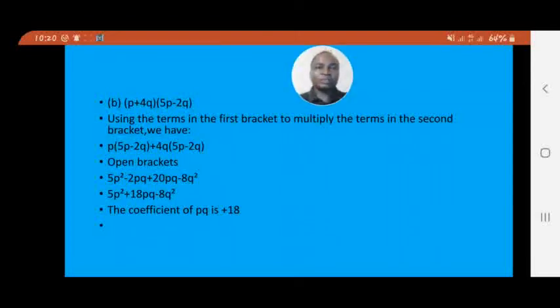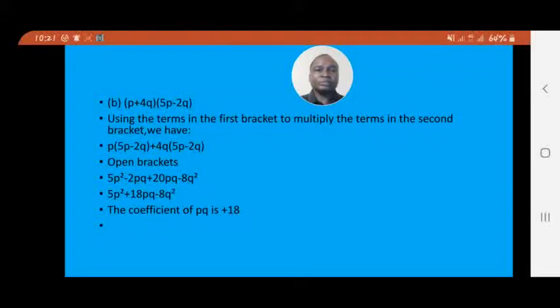Okay, let's take example B. This time around, we are going to use the terms in the first bracket to multiply the terms in the second bracket. Okay, and we do that as follows. p open bracket 5p minus 2q bracket closed plus 4q open bracket 5p minus 2q bracket closed. You can see that I just distributed the terms in the first bracket over the terms in the second bracket.